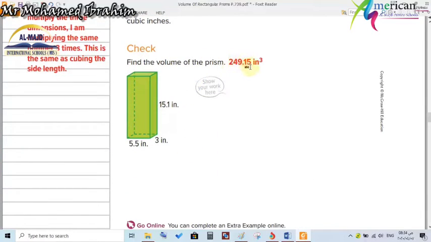Find the volume of the prism. I already counted and found it for you, and wrote the answer here. But it asks me to show your work here. So what do we have to write? We have to write V, the abbreviation for volume. Volume equals length. Let's say 5.5 inches is the length. Width is 3 inches, and the height is 15.1 inches. After you multiply them together, it will give you 249.15 cubic inches.